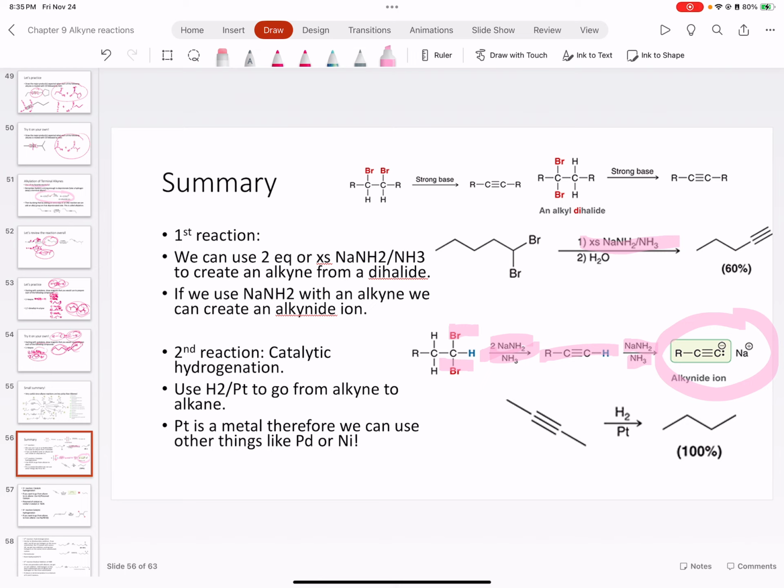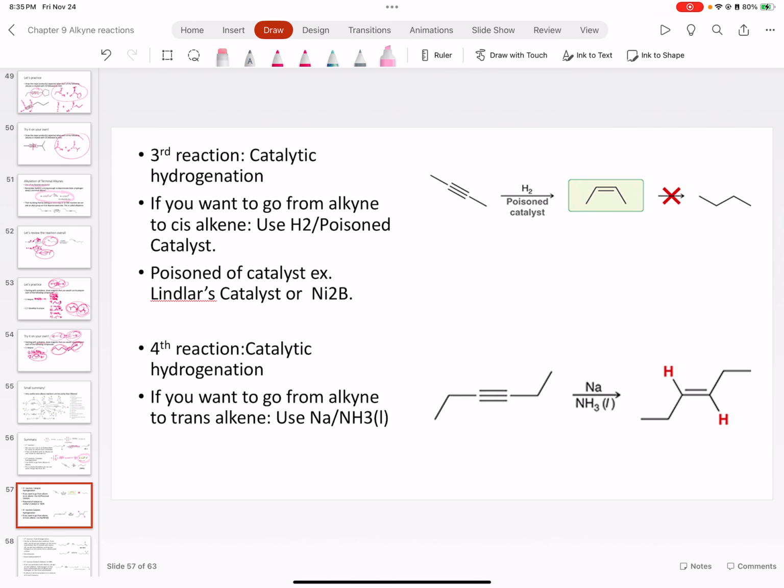Second reaction, catalytic hydrogenation. We can use H2 and Pt to go from an alkyne to an alkane. We don't stop at an alkene with H2 and Pt. Pt is a metal, therefore we can use other things like Pd or Ni. Third reaction, catalytic hydrogenation. If you want to go from an alkyne to a cis alkene, you can use a poisoned catalyst. Examples of poisoned catalysts are Lindlar's or Ni2B. So these are some examples of poisoned catalysts. Poisoned catalysts produce cis alkenes.